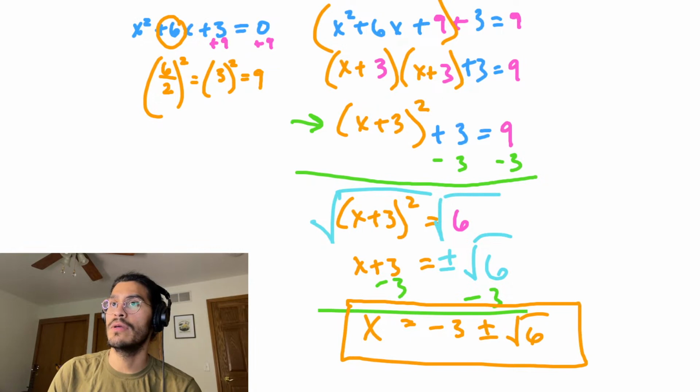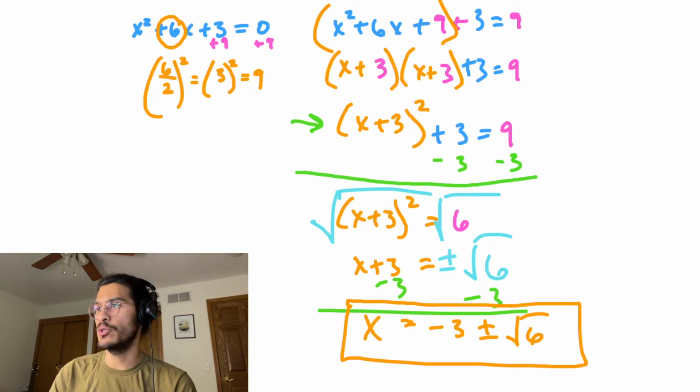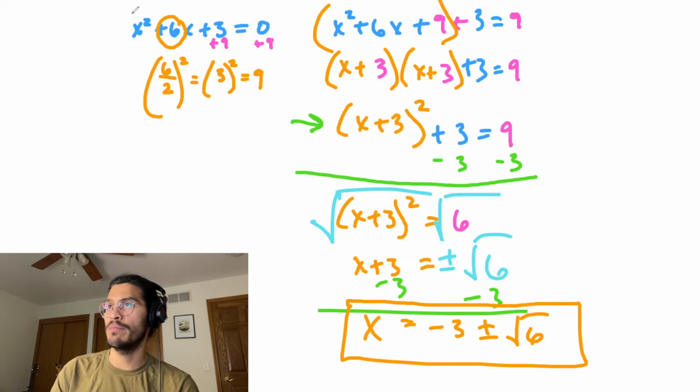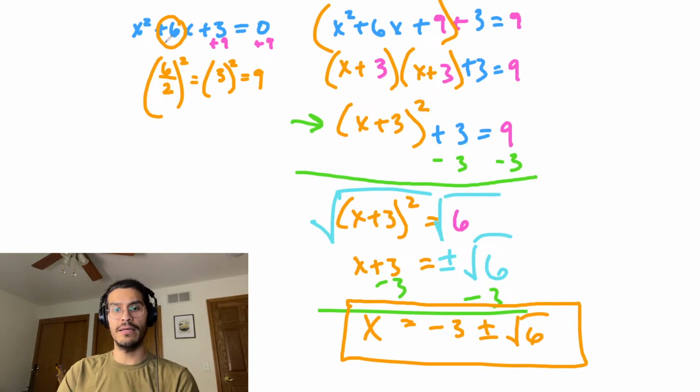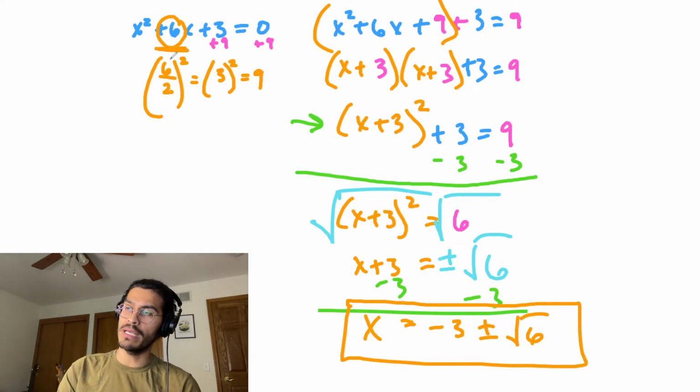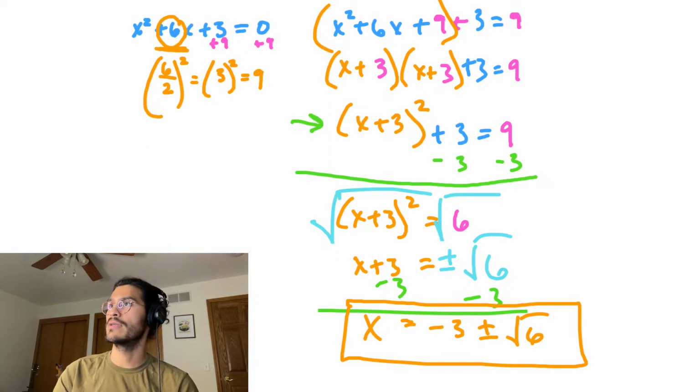So the key, what we're trying to do, is take something that isn't a perfect squared binomial and turn it into a perfect squared binomial. And we do that by adding a specific amount to both sides. That specific amount you get from taking b, dividing by 2, squaring it, and adding it to both sides. Let's look at another example.